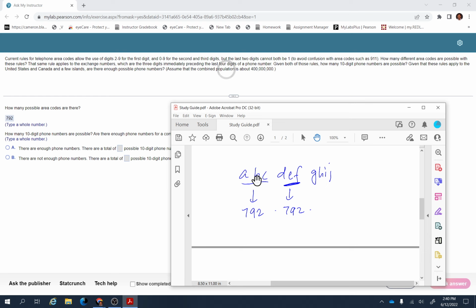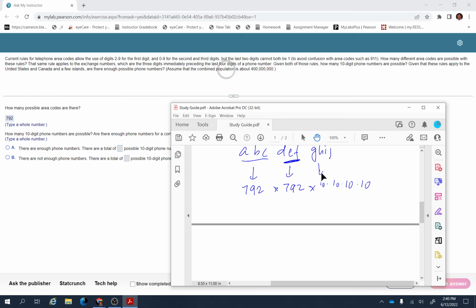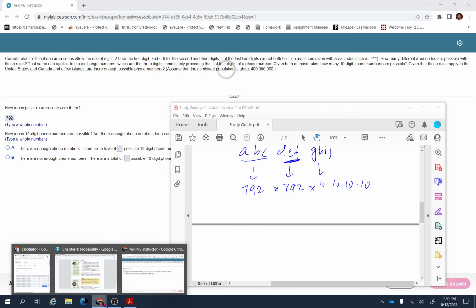So we know for the first 3 digits there are 792 possibilities, for the next 3 digits 792 possibilities, and for the rest of the four numbers, for each of them you have 10 different possible options, 10 times 10 times 10 times 10. You just have to multiply all these numbers to get the number of possibilities for the 10-digit phone number. So just multiply 792 times 792 times 10 times 10 times 10 times 10, which is 10,000, and that will give you the answer. Let's use a calculator here.